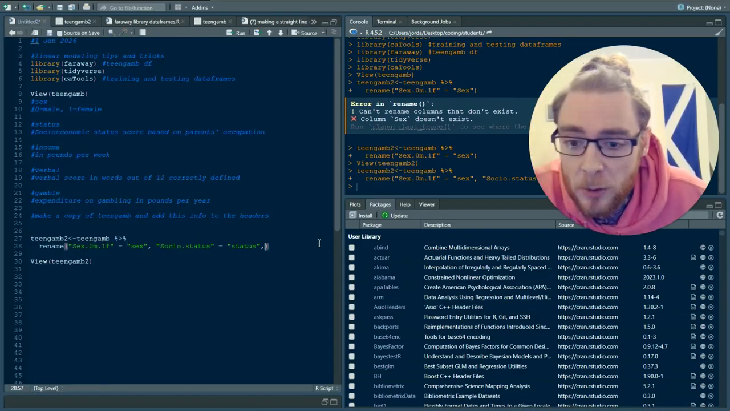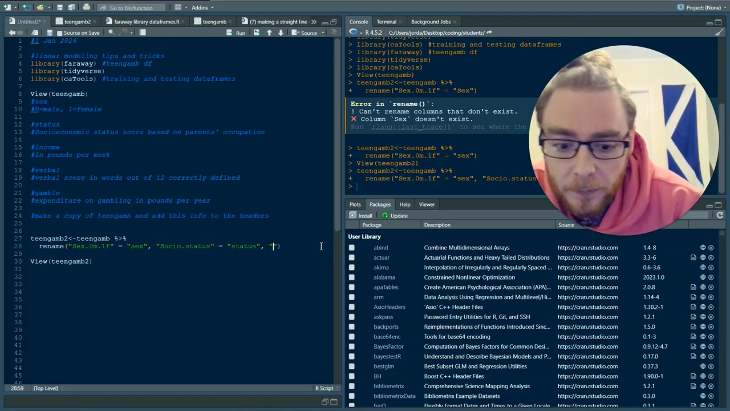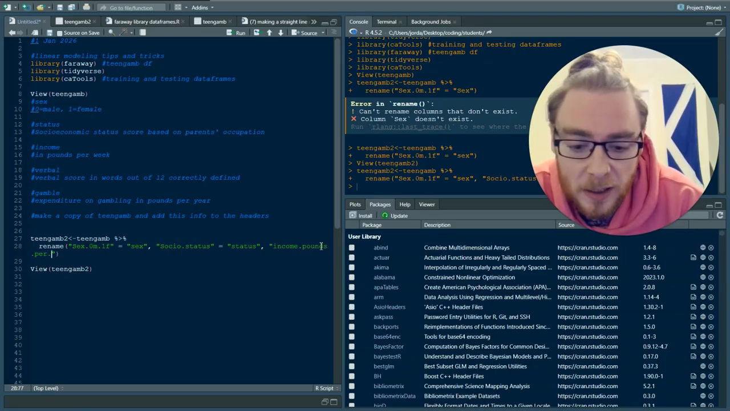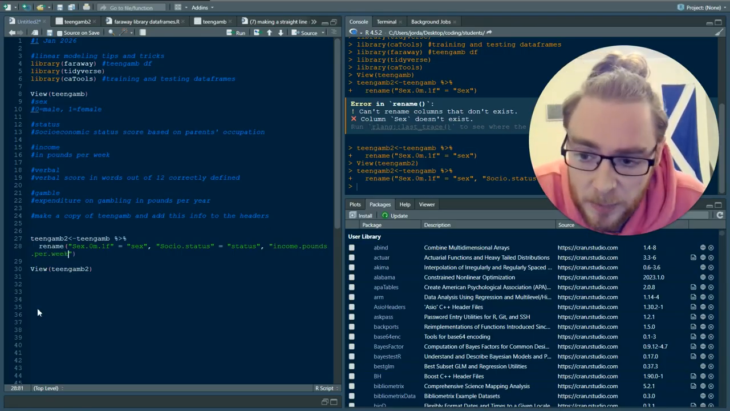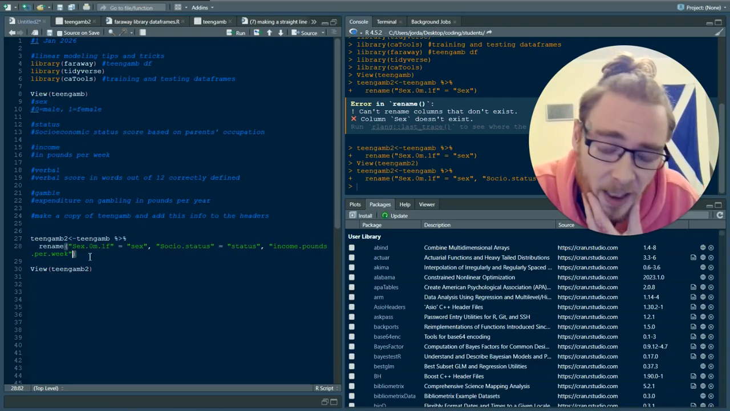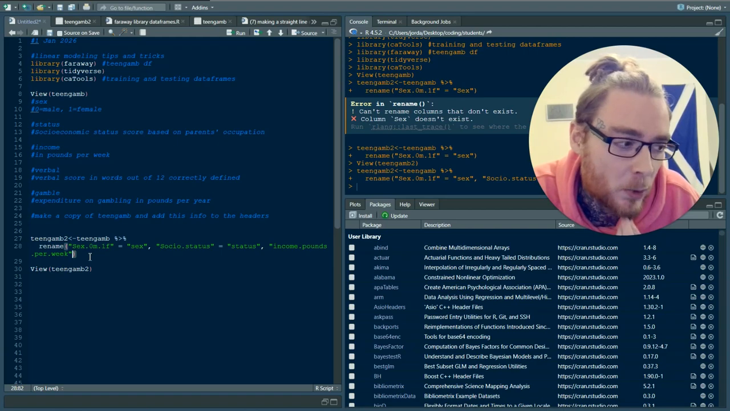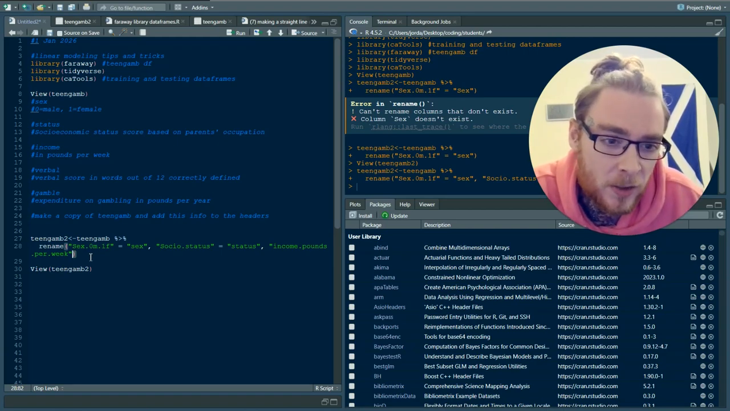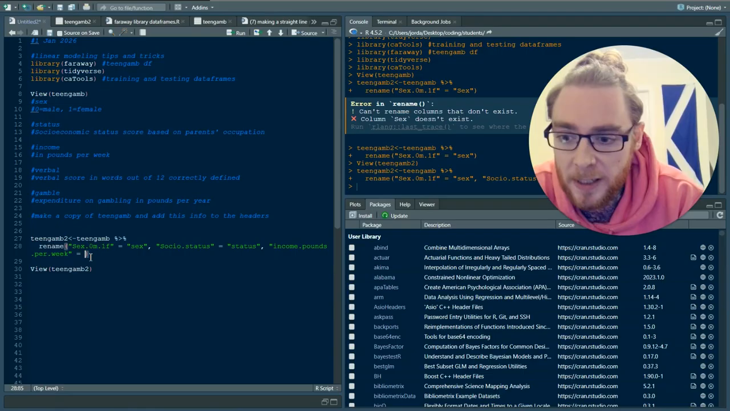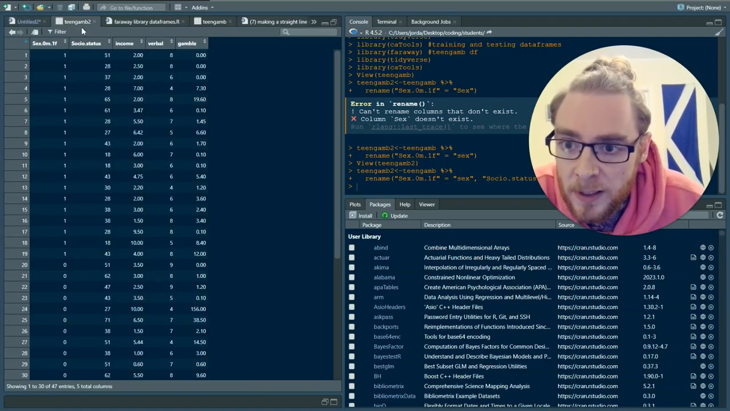Income is in pounds per week. Income.pounds, and you notice that I'm putting dots instead of spaces, and you'll remember the reason for that is so that we can refer to those columns more easily in ggplot compared to if there's spaces. ggplot does not like spaces. Okay, that's that one taken care of.